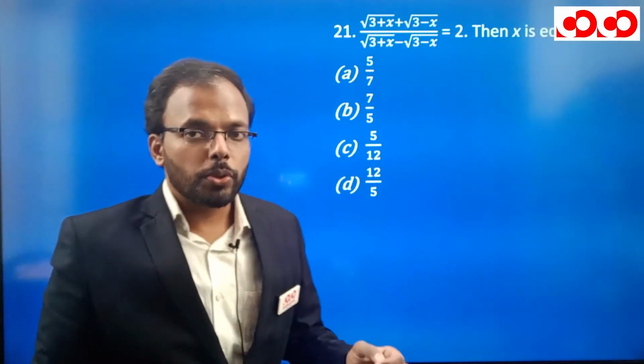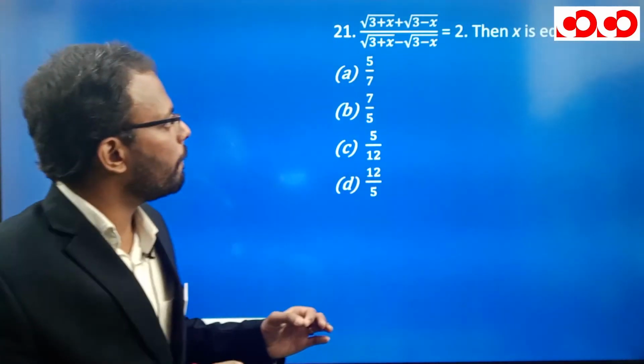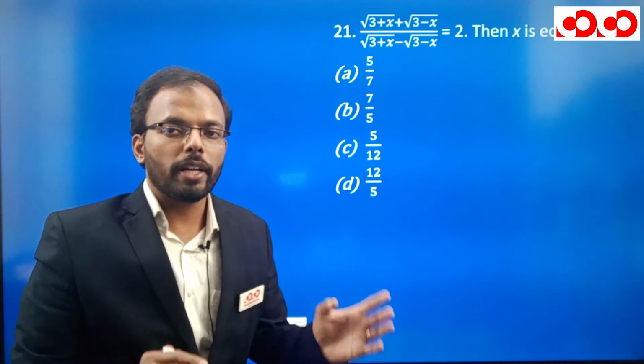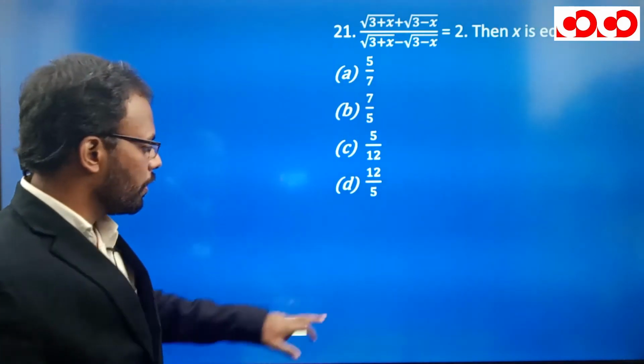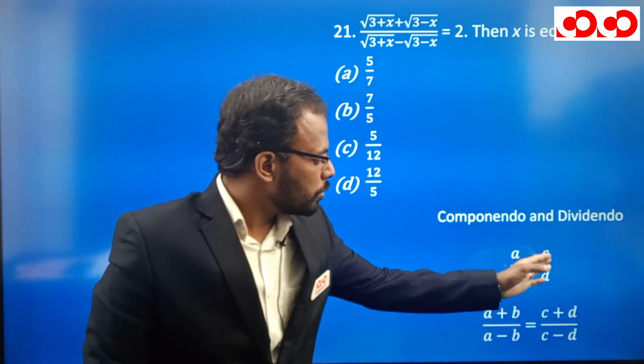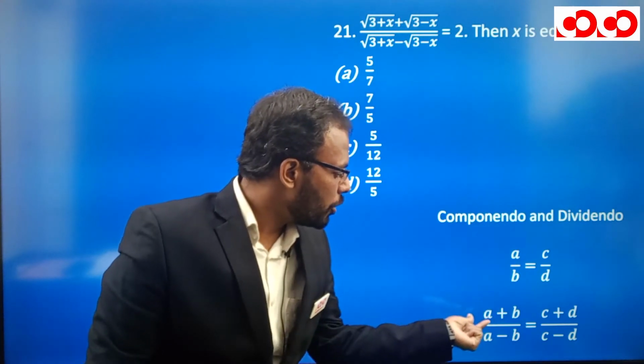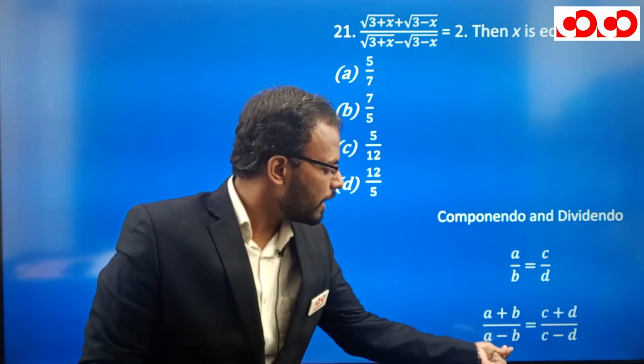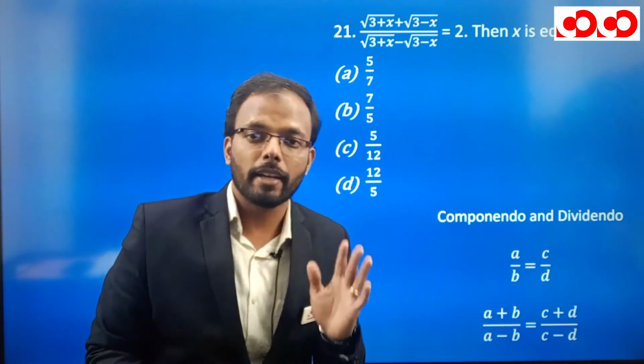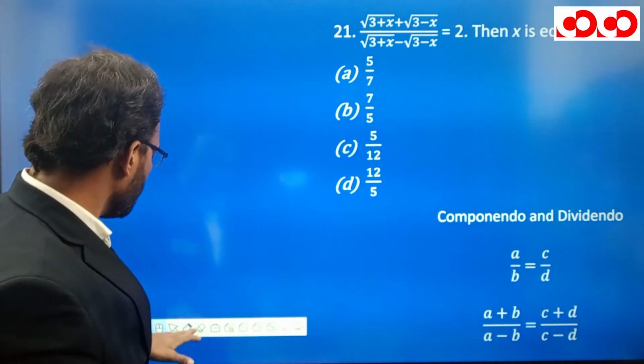So here is the next question, and this is based on a rule which is known as componendo and dividendo. What is componendo dividendo? If A by B is equal to C by D, then from componendo dividendo we can say A plus B divided by A minus B is equal to C plus D divided by C minus D. I hope this is clear to you.